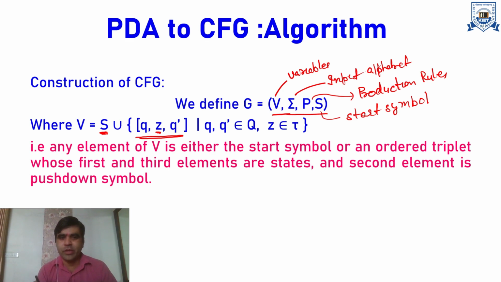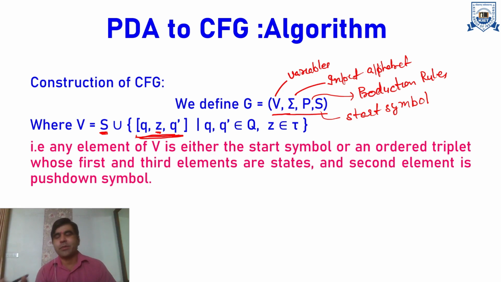In other words, any element of V, the set of variables for the grammar, is either the start symbol or an ordered triplet. These are the ordered triplets whose first and last symbols are states, and the middle symbol, the second one, is the push-down symbol which is allowed to be pushed or popped from your stack.